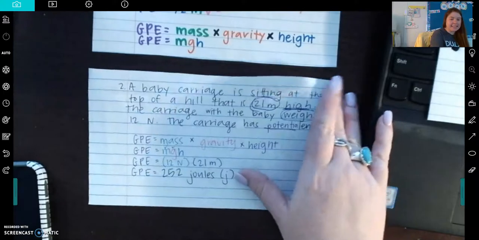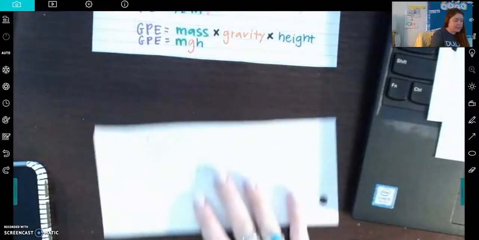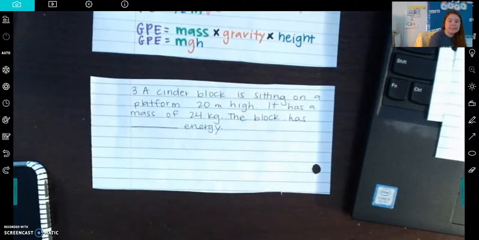Let's complete our last example. So example number 3 says a cinder block is sitting on a platform 20 meters high. It has a mass of 24 kilograms. The block has this kind of energy. Go ahead and pause the video here to write down the word problem.